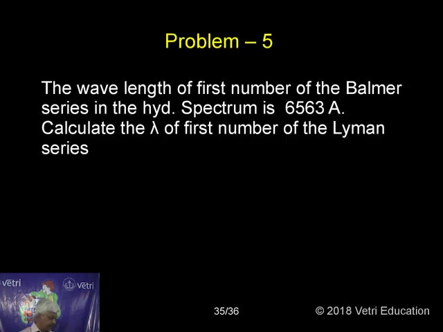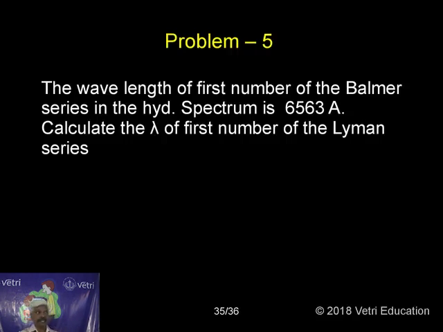The fifth problem, a very interesting problem. The wavelength of the first member of the Balmer series in the hydrogen spectrum is 6563 angstrom. Calculate the wavelength of the first member of the Lyman series. The first member, second member, we have to keep in mind.